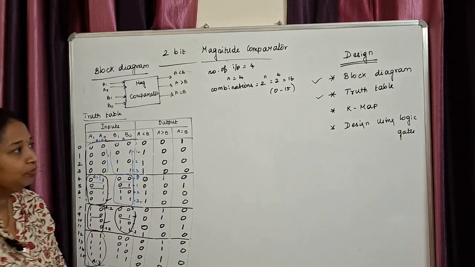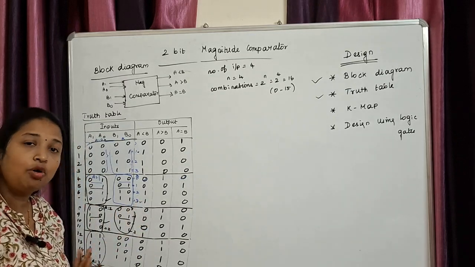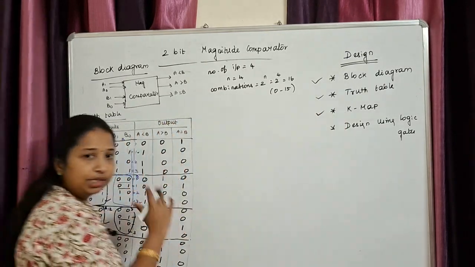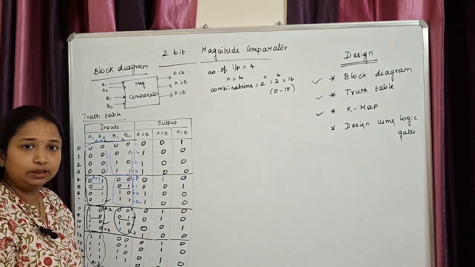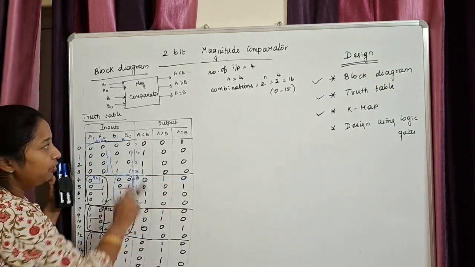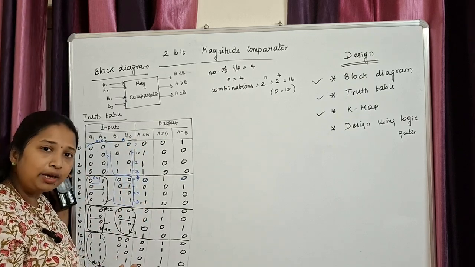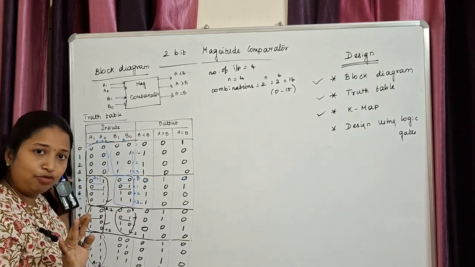What is the next step? You have to find out a Boolean expression. How do you find a Boolean expression? You have to take your output to your K-map, simplify, and then you'll be finding a Boolean expression. Clear? How many outputs you have got? You have got 3 outputs. A less than B, A greater than B, and A equal to B. So, how many K-maps you'll be requiring? You'll be requiring 3 K-maps.